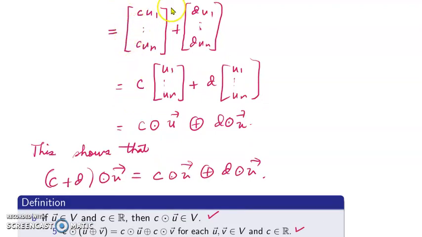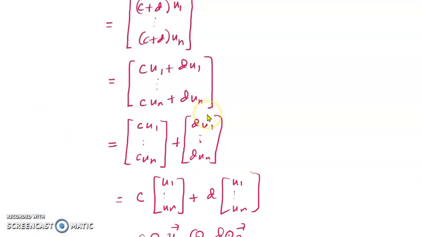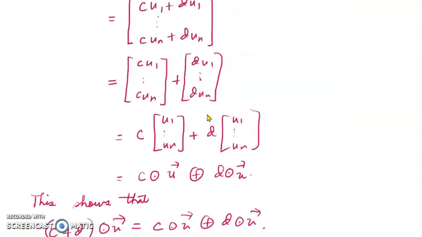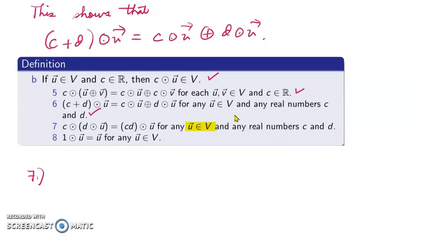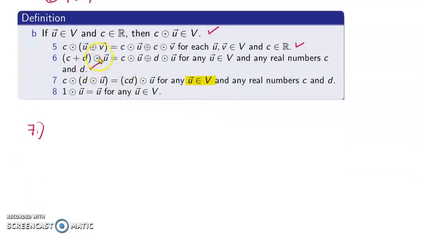So you extract C from here times that matrix, D times that matrix, and again this is the vector U times C times the vector U, and this one is plus vector addition D times the vector U. That shows the property number 6. Okay, so property number 6 is checked.